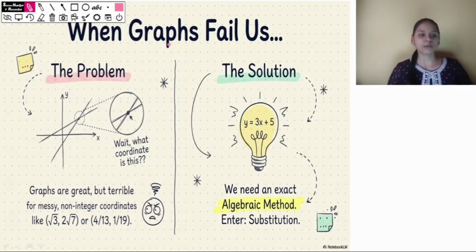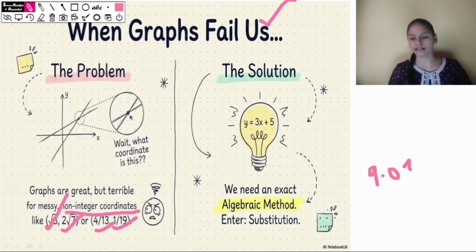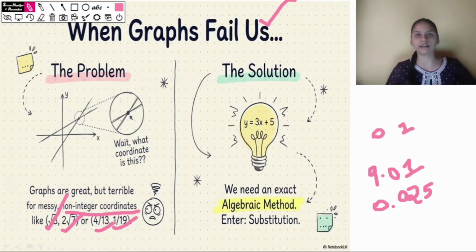See, what is the problem when graphs fail us? Graphs are great, but terrible for messy non-integer coordinates. Like if you get root 3, or root 7, or 4 by 13, 1 by 19, or something weird like 9.01 or 0.025. I would tell you, if 0 doesn't work, then move on to 1 whenever you're substituting for x and y. If you get something like this, I would tell you to avoid it. Why? Because you cannot plot it in the graph, right?